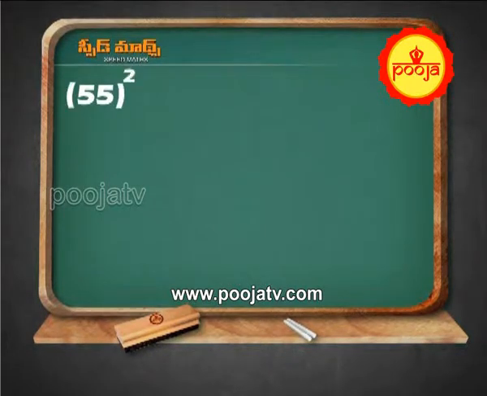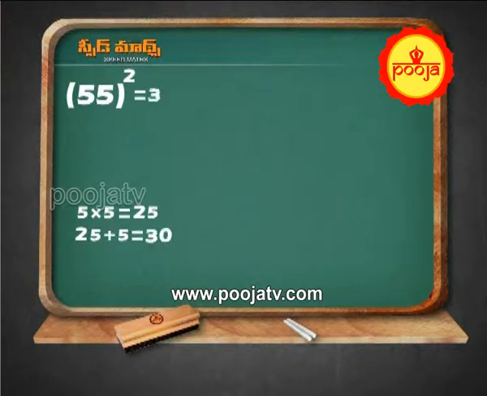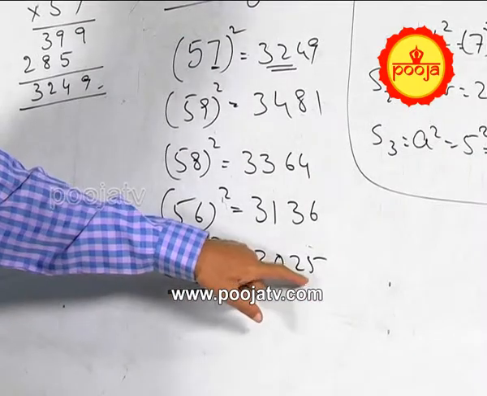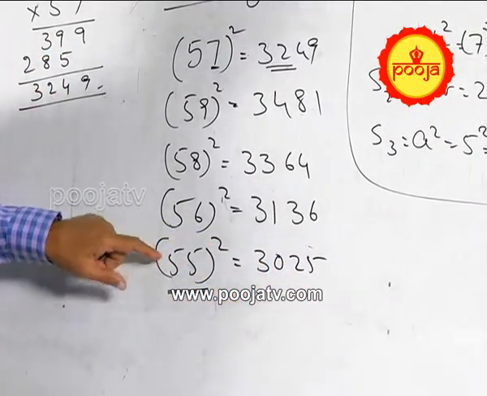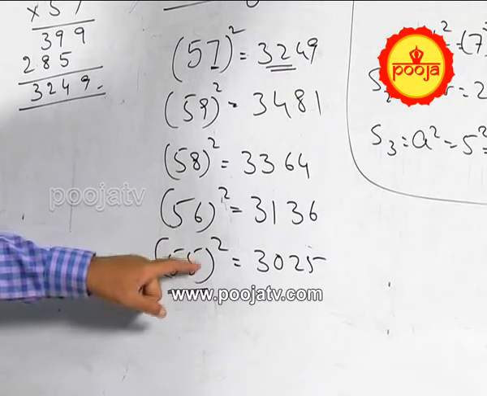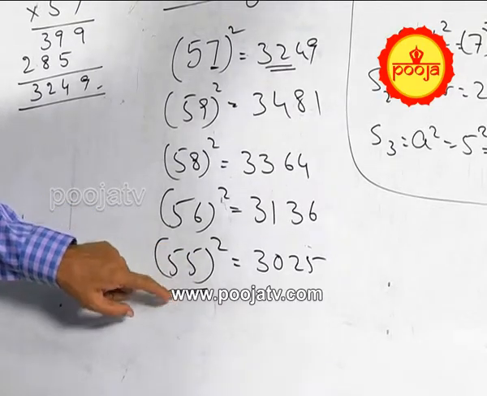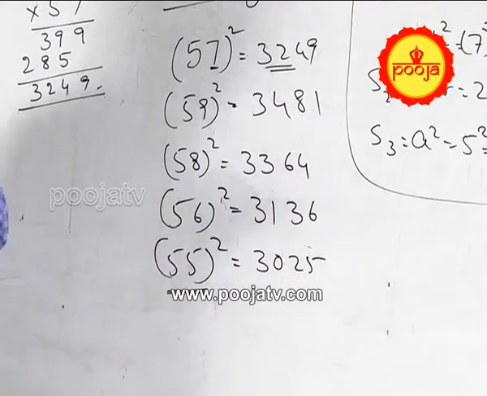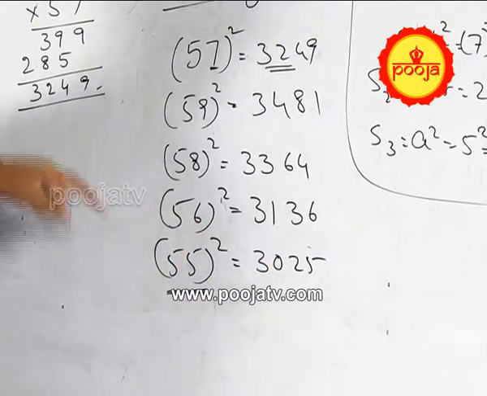55 whole square equals 5 into 5 equals 25, 25 plus 5 equals 30, write it as 30. 5 into 5 equals 25, write it as 25. So 3025. Am I clear? In the previous episode, if you take a number ending with 5, the next digit is 6, 6 fives are 30, 5 fives are 25, already I told you. Here we are taking it as starting with 5.